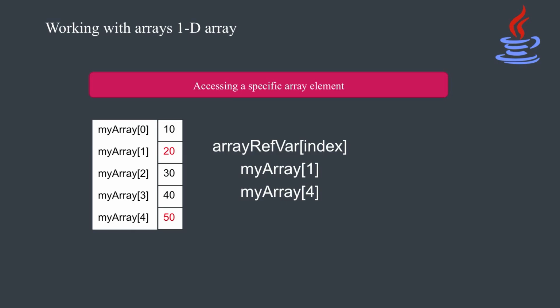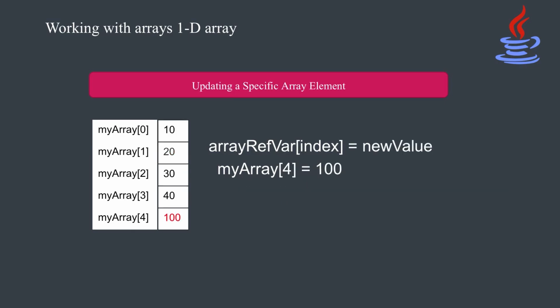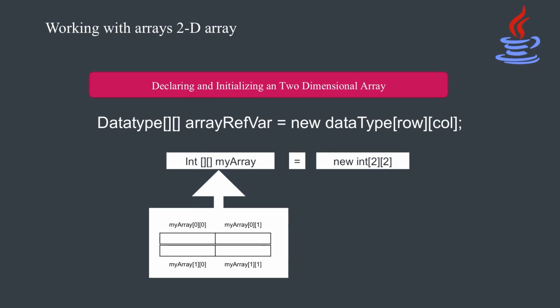So when you want to update something, you can just mention the index and you give a new value. So here it goes like my array 4 assigned 100. So you are going to replace your array 4 with 100. Now move to the next part.